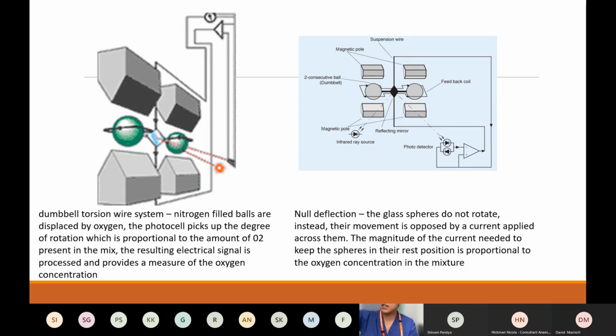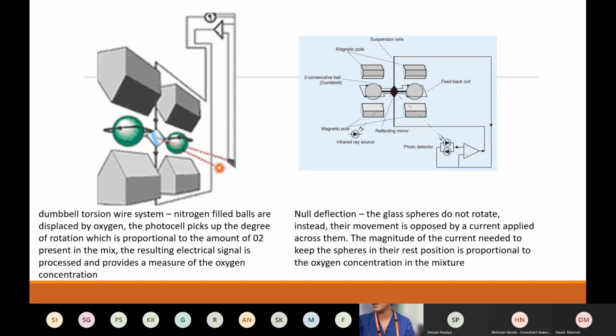Then you can see there's a little red dot, and that's your light source, and the blue thing, I assume, is the mirror. And that's a photocell, which is picking up the degree of rotation, or the degree of torque, which is being applied on the nitrogen-filled spheres that are moving. The idea is that the degree of rotation is proportional to the amount of oxygen present in the mixture. That's converted into an electrical signal, which is processed and gives you a measure of the oxygen concentration.